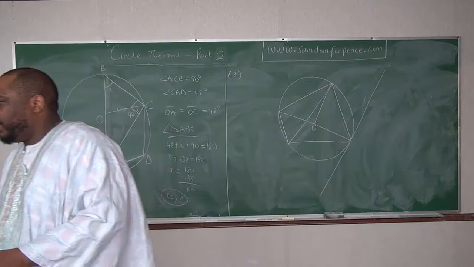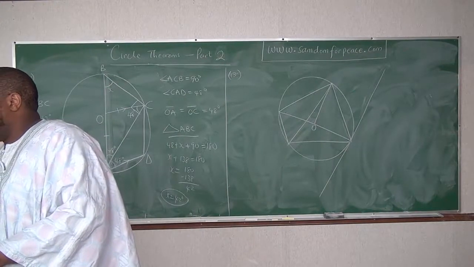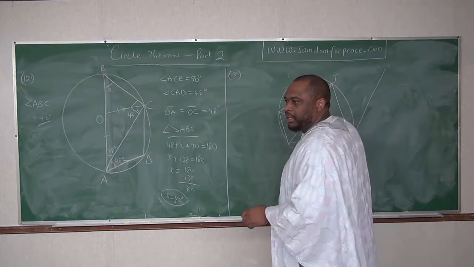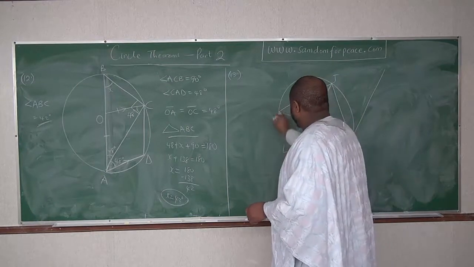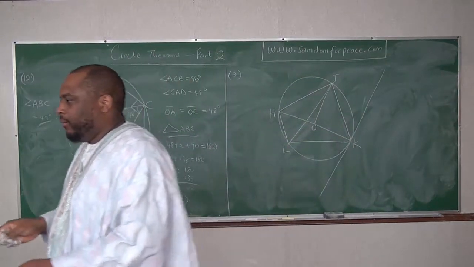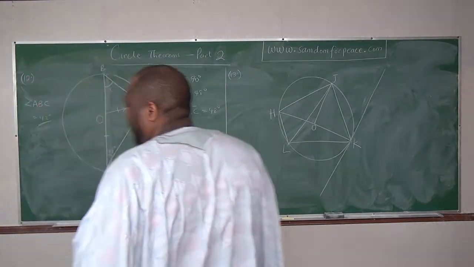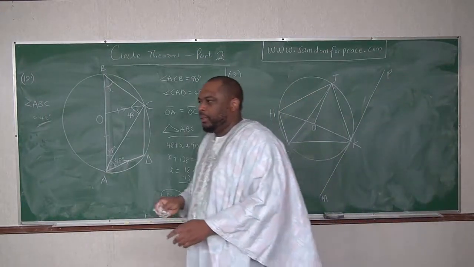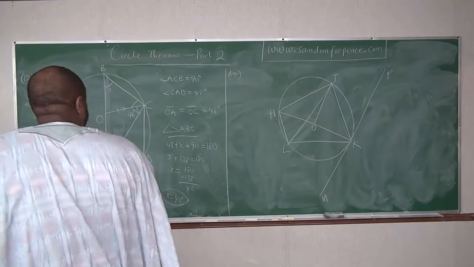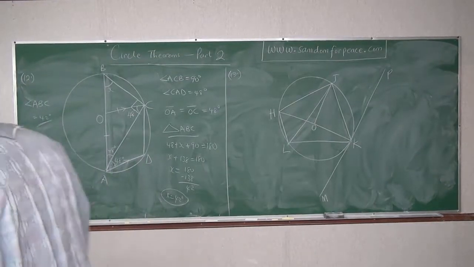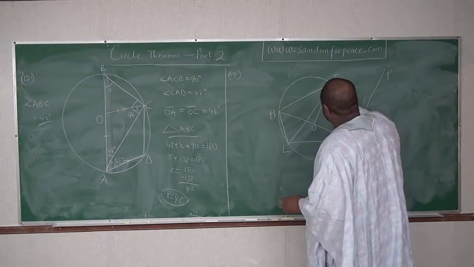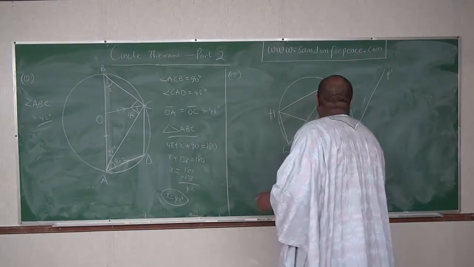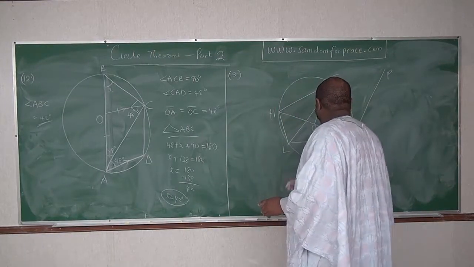Okay, we have J, K, L, H. And then we have M, P. Then we have here 20 degrees, and here we have 50 degrees.